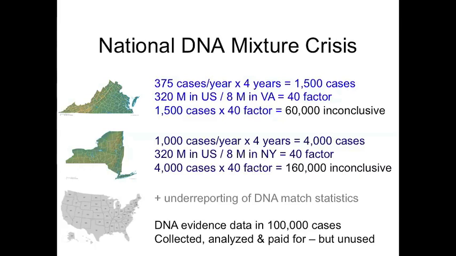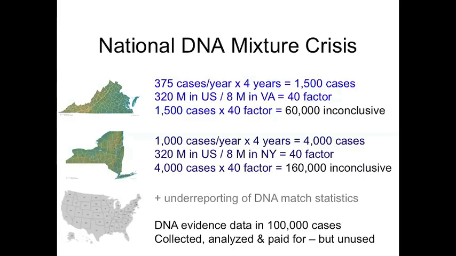In a recent week, they saw that out of 40 cases, 20 of them were deemed inconclusive, even though the analyst looking at them said, well, these are perfectly fine for TrueAllele. New York has trained 30 analysts in TrueAllele, and they're very familiar with it. They know what the computer can do. So if you take 20 inconclusive cases from 1 week times 50 weeks, that's a rough estimate of 1,000 cases a year. Over 4 years, that's about 4,000 cases.